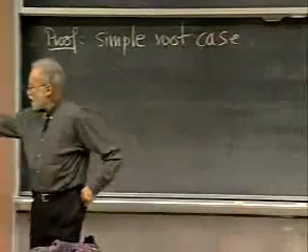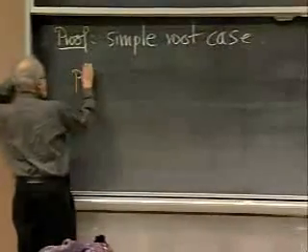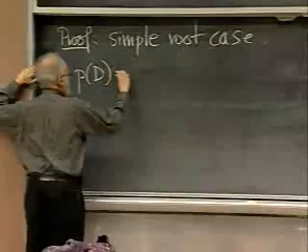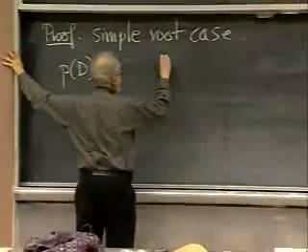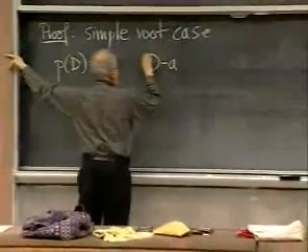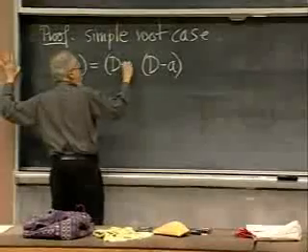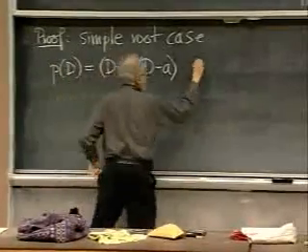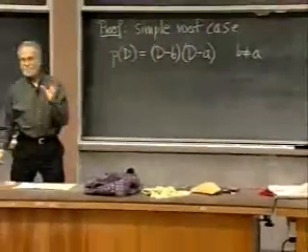So I'm just going to calculate what those actually look like. What does P of D look like if A is a simple root? Well, if it's a simple root, that means it has a factor. It factors into the product of D minus A times D minus some other root B, and the point is that B is not equal to A. The roots are really distinct.